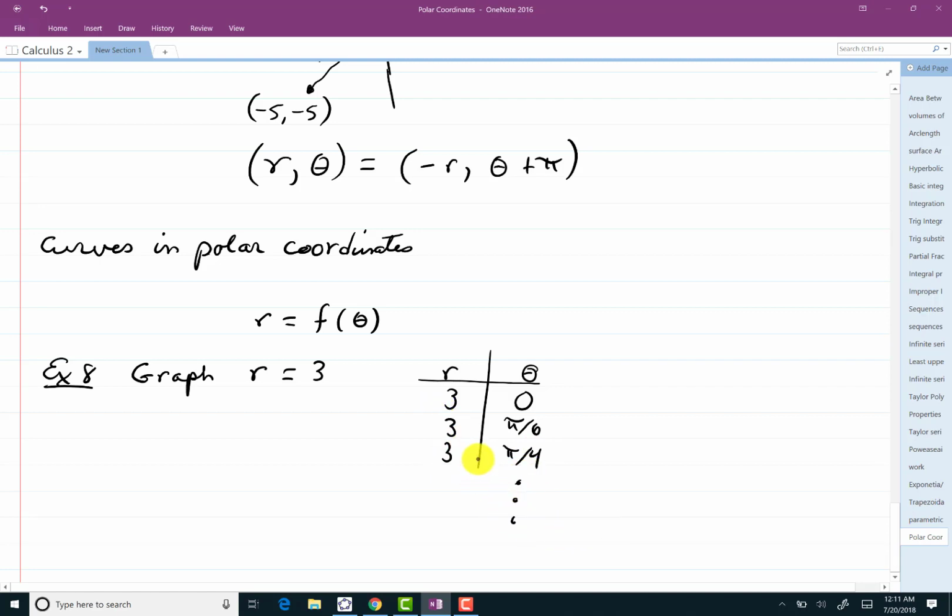You can put as many angles as you want over on the right hand side. R is always going to be 3. So what kind of a thing always has a radius of 3 no matter what angle? A circle of radius 3.